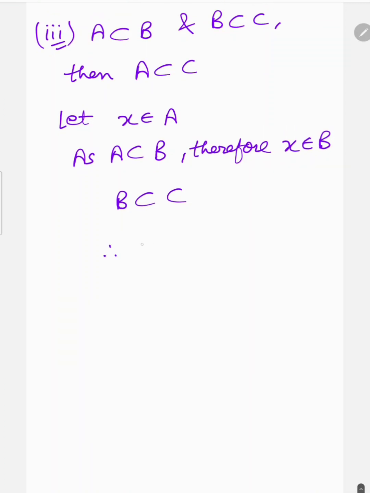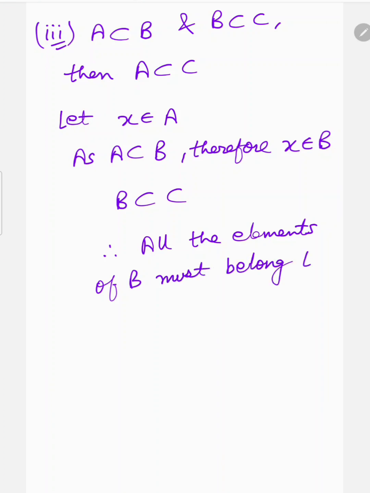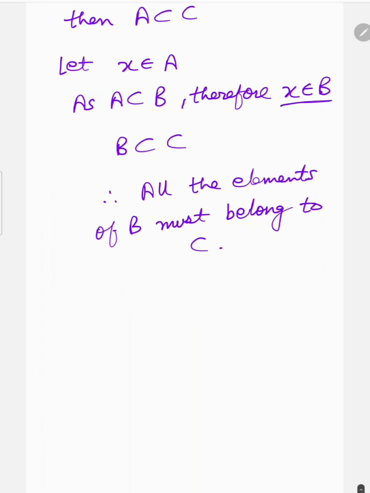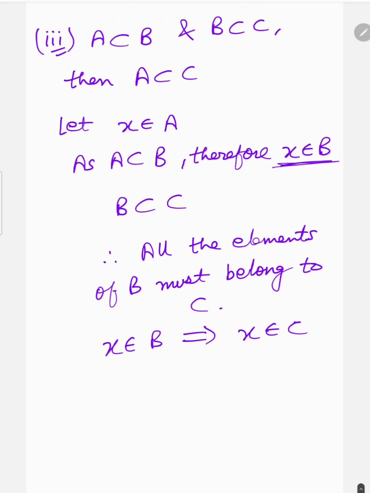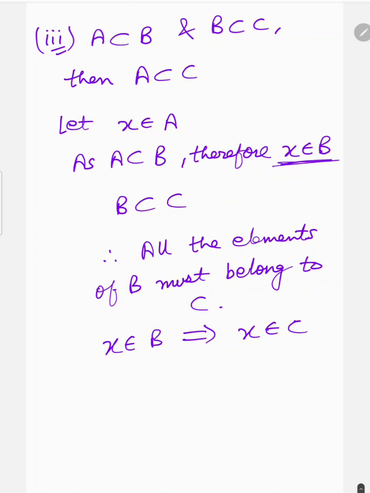Therefore, all the elements of B must belong to C. So here we know that x belongs to B. So x belongs to B, it implies that x belongs to C. So an element that belongs to A, which is a subset of B, means that element also belongs to C.